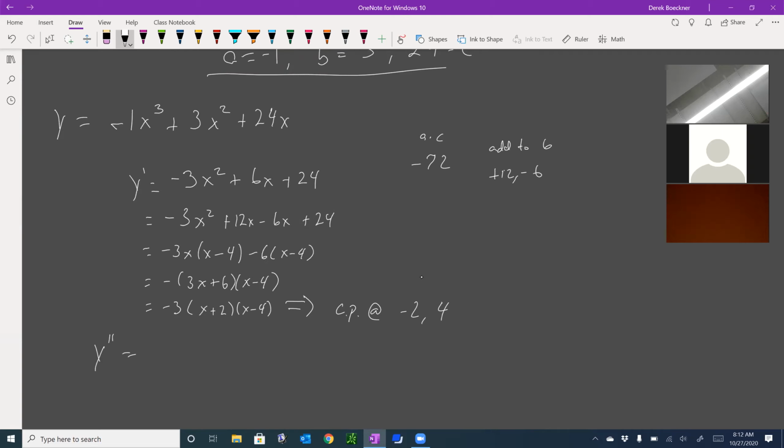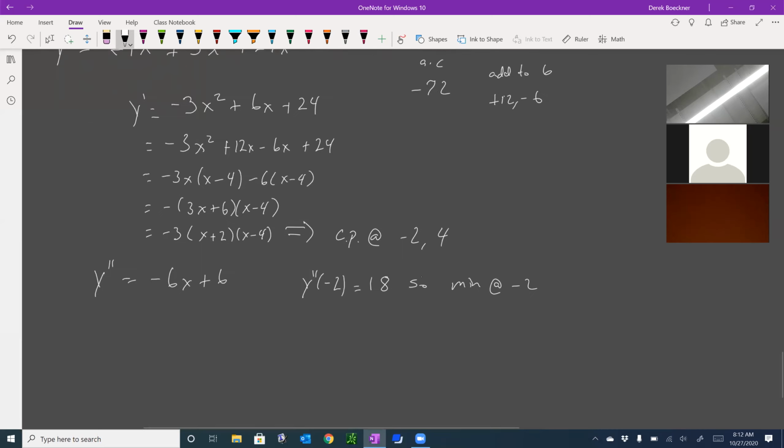Y double prime is equal to minus 6x plus 6. Okay, so if I plug in -2, I get a negative, because that's going to be negative 18. No, that's going to be not negative. That's going to be positive. That's going to be 18. So we have a minimum at -2. y double prime at 4, that one's equal to negative 18. So that's a max at 4.